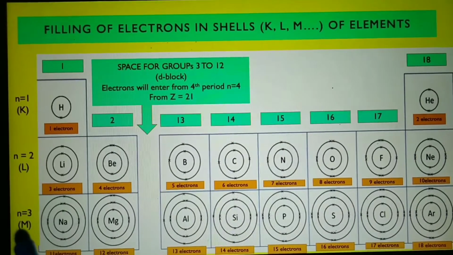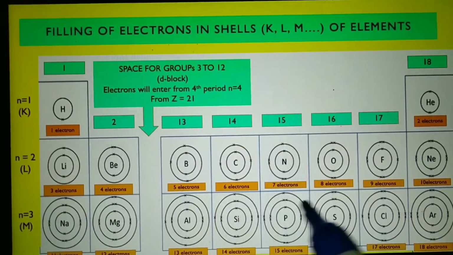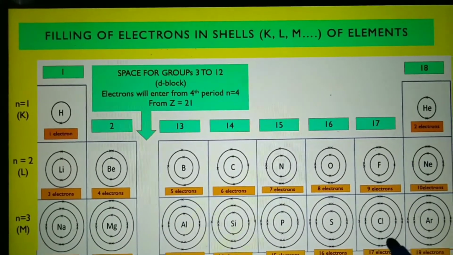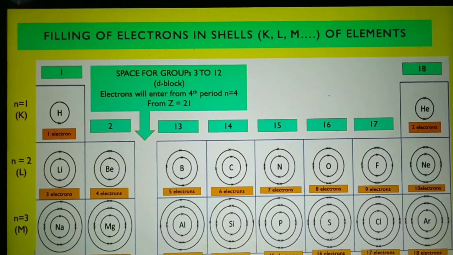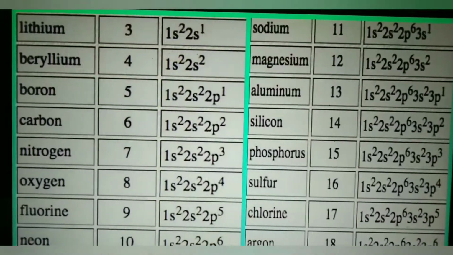Similarly, in the third period, the electrons of the elements will go to the third shell or the M shell, from your sodium to argon. In this period also, a total of 8 elements are present. Let us have a look into the electronic configurations of the elements of the second and third periods.